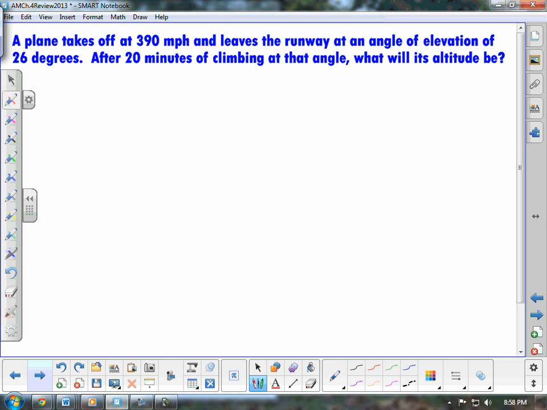Moving on to our next one. A plane takes off at 390 miles per hour and leaves a runway at an angle of elevation of 26 degrees. So that right there is 26 degrees. It is traveling at 390 miles per hour, and it's going to climb for 20 minutes. It wants to know the altitude, which would be that.